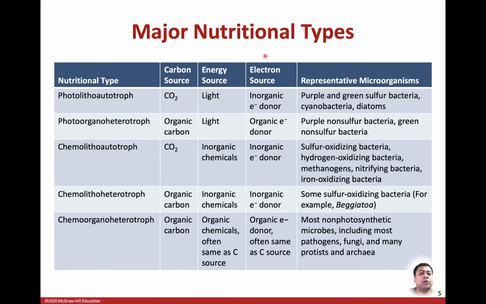So let's take a look at these major nutritional types, and this is the main part of this small chapter section. So the photolithotrophs, as it says, photo means light, litho means rocks, auto means they can make their own food or the energy source by themselves. That's why they are autotrophs. So let's take a look at where they get the carbon source. The carbon source is carbon dioxide, atmospheric carbon dioxide. Energy source is light, and the inorganic electron donor.